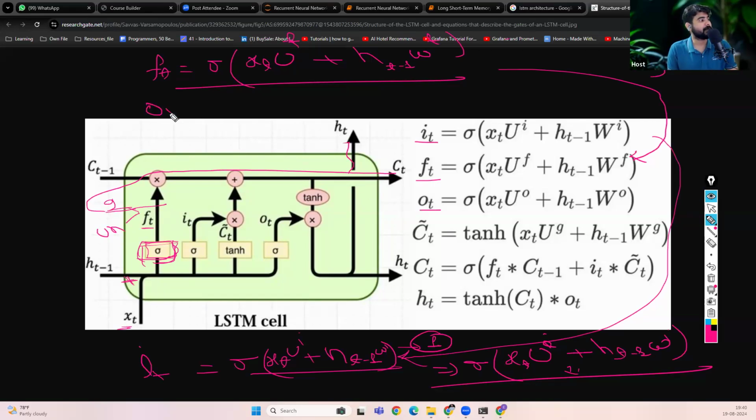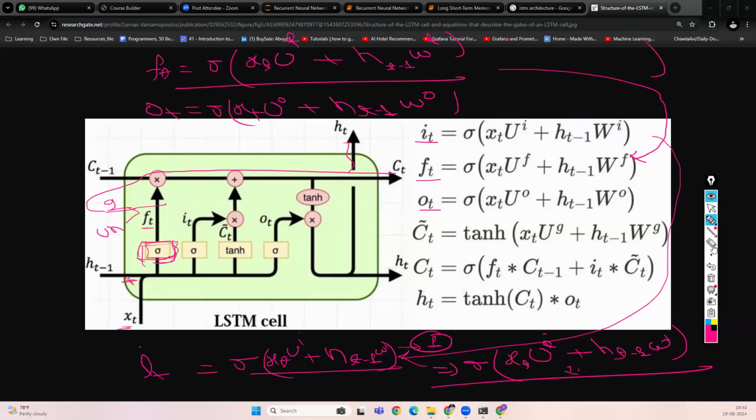O of t, meaning we are talking about the output gate. Again we have the summation, same summation. So sigmoid of x of t into u o. We are talking about the output gate right now, that's why we are going to assign o here. Plus h of t minus 1 w o. Same equation. We are just changing the gate only, input to forget to output. Everything is the same. Clear? Output gate? Yes, sir. Yes? Fine. Yes, sir.